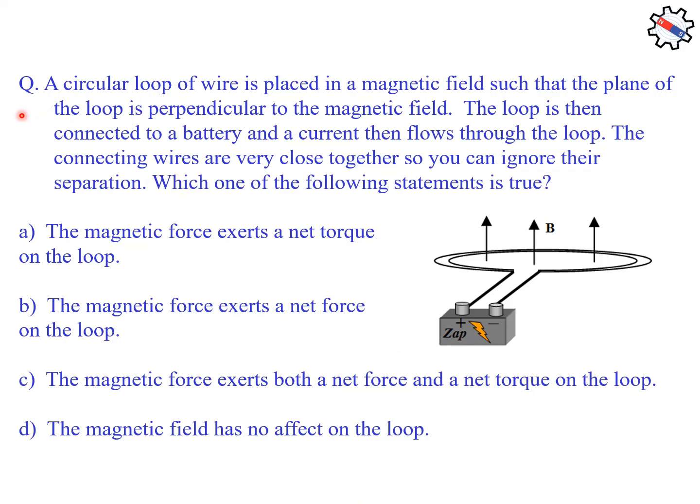A circular loop of wire is placed in a magnetic field such that the plane of the loop is perpendicular to the magnetic field as shown. It's connected to a battery. The connecting wires are close together so you can ignore the separation. Which one of the following statements is true? A: The magnetic force exerts a net torque on the loop. B: The magnetic force exerts a net force on the loop. Well, I hope we can already discount B without thinking. C: The magnetic force exerts both a net force and a net torque on the loop. D: No, the magnetic field has no effect on the loop. So it's either A or D.